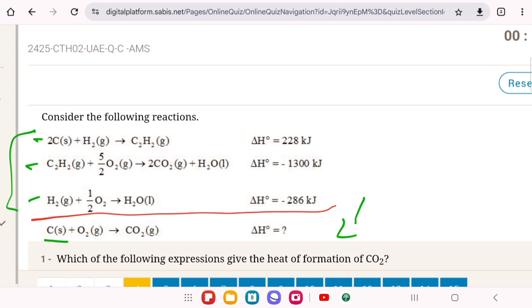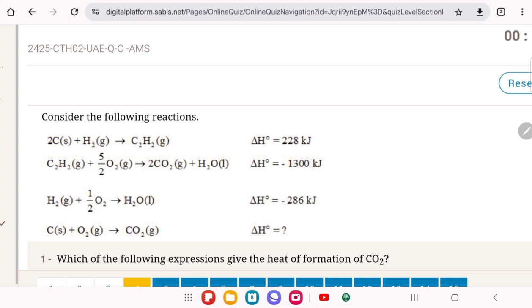Let's start. First of all, C solid. In which equations can you find C solid? You can only find it in the first equation. Here, C solid is a reactant, and over here it is a reactant, so we don't need to change anything. We keep it just as it is. But if you notice, the coefficient is 2 C solid, and here it is 1. So to change the 2 into a 1, we multiply the full equation by 1 over 2. Now we are finished with the C solid.